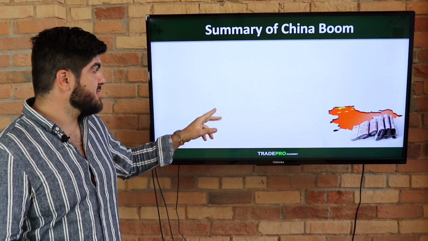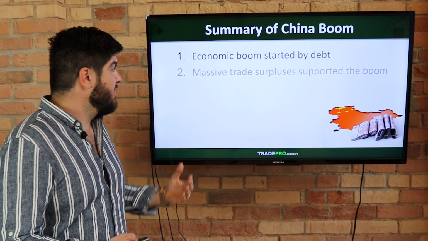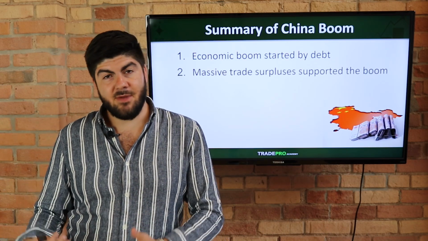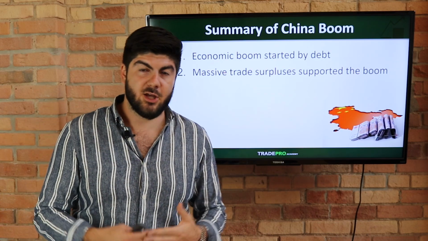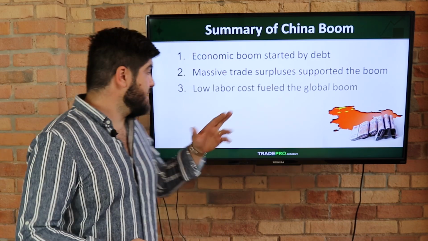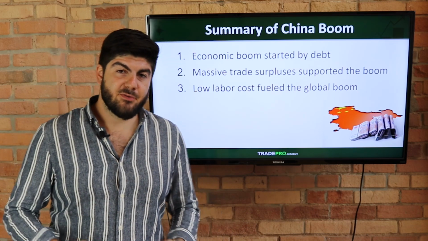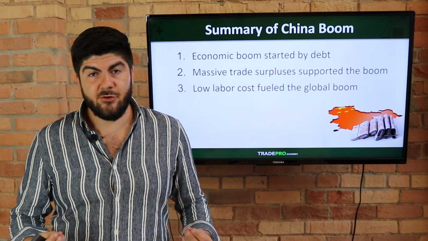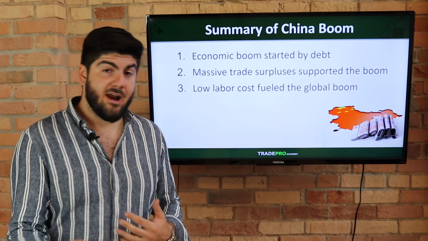Number one, and most importantly, the economic boom in China was started by debt. However, the massive trade surpluses from the weakening yuan and China becoming the manufacturer for the entire world has helped support the boom by creating a trade surplus of profit. Adding even further to that fact is that low labor costs have helped fuel global development. China has been the producer for the entire world for the most part at a low labor cost, and other nations have enjoyed importing goods at a low consumption cost to their everyday citizen.